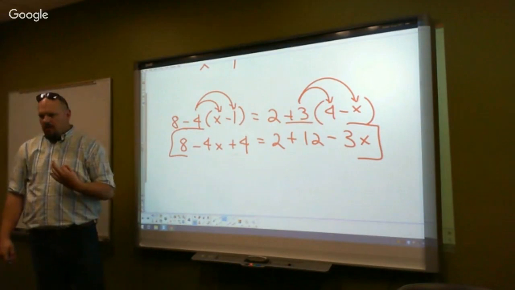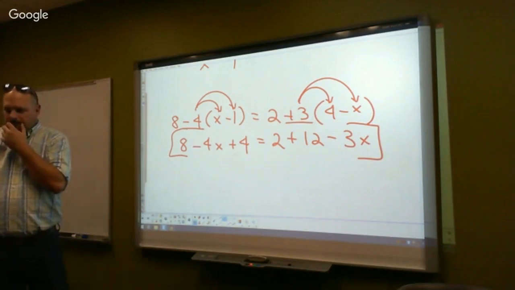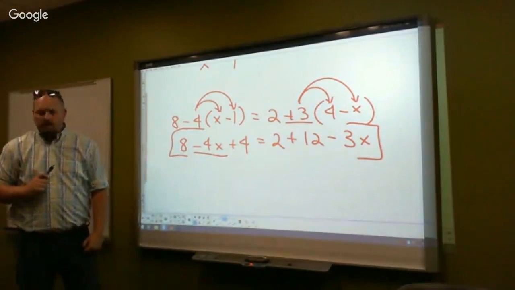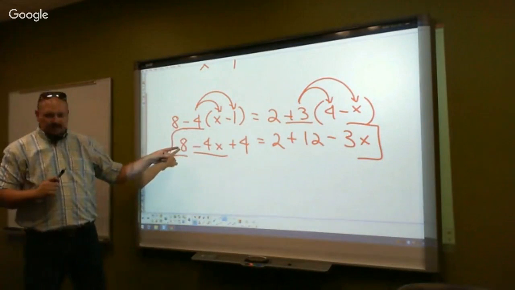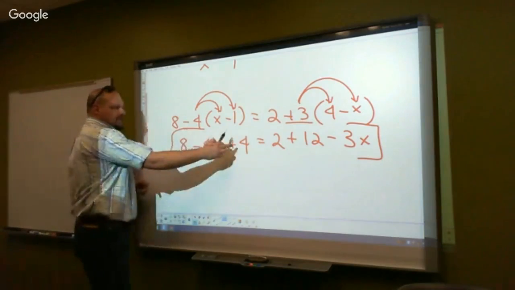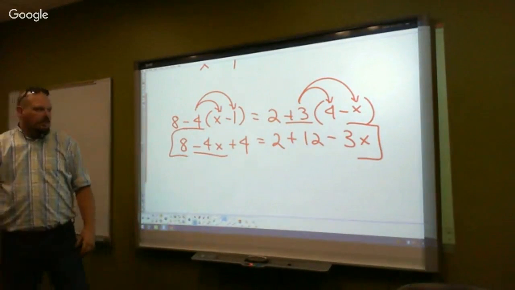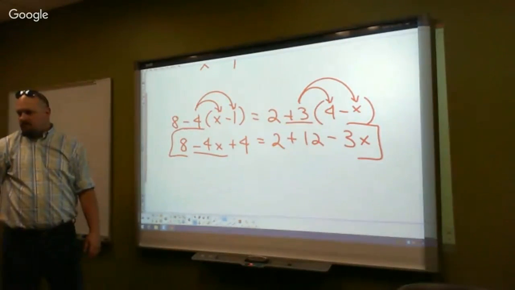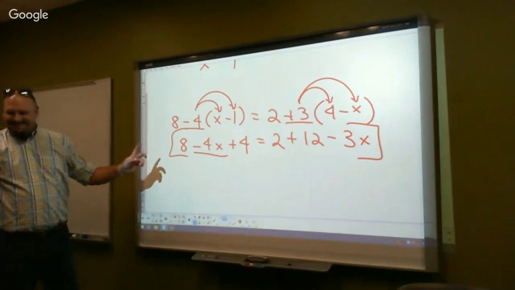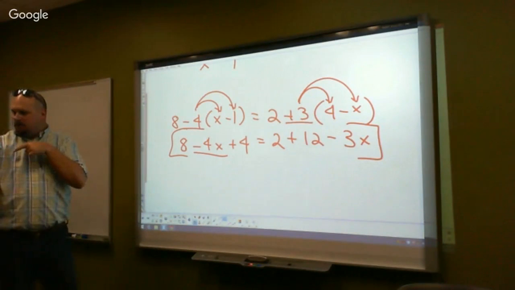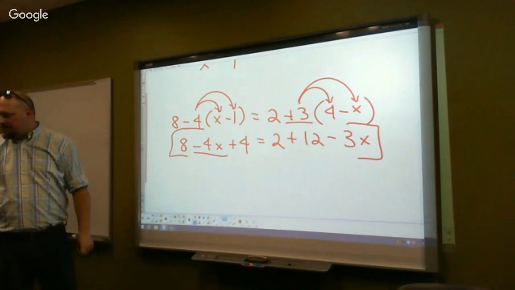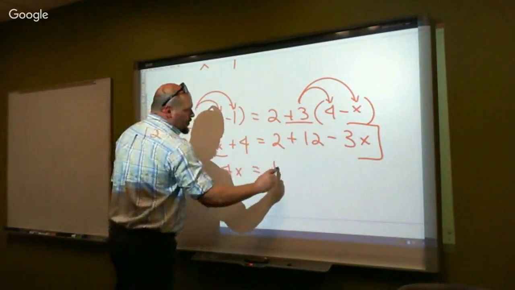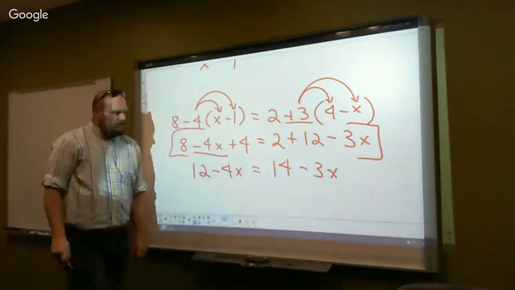Okay. So is it 8 minus -4? No. This is a different term than this. This -4x is different than this 8. However, this 8 and this 4 are the same, right? Just like this 2 and this 12 are the same. What does that mean? They're like terms. Exactly. We need to combine like terms first. 8 plus 4 is 12 minus 4x equals 14 minus 3x.